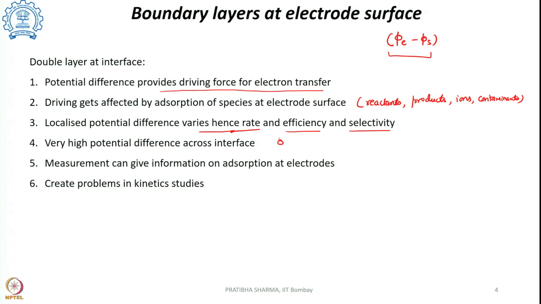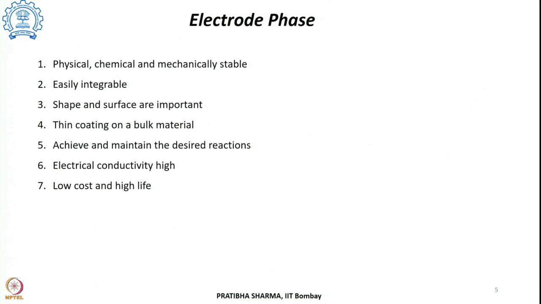For example, if phi E minus phi S is equal to 2 volt over 0.2 nanometer, the potential gradient will be 10 raised to power 10 volt per meter. Such a high and localized driving force enables energetically difficult processes to be carried out electrochemically. The double layer capacitance measurement can provide information on adsorption at electrodes, however it tends to create problems in kinetic studies, particularly where high surface area electrodes are involved and when there are rapid potential changes with time due to charging currents. Now, let us look at the electrode phase.